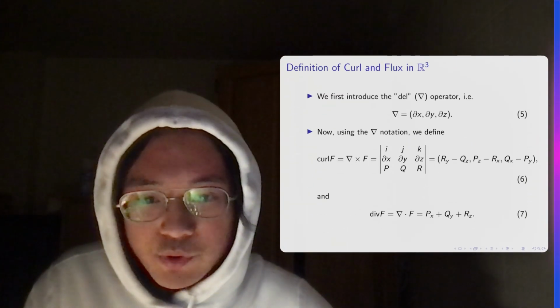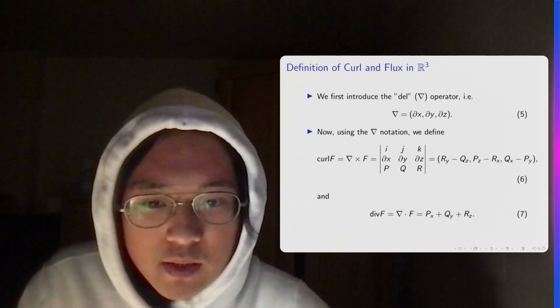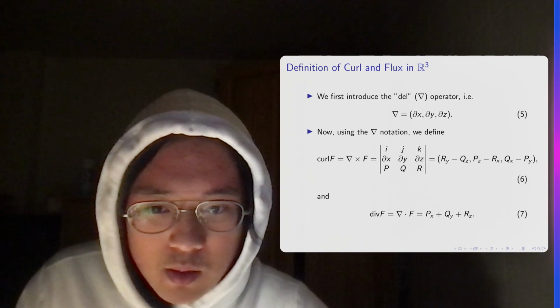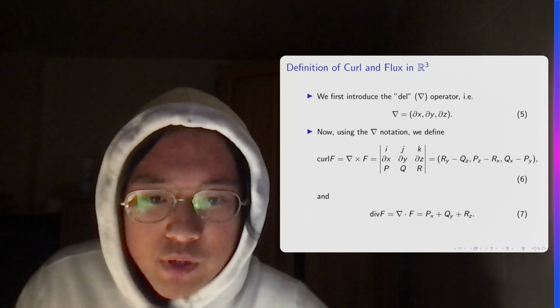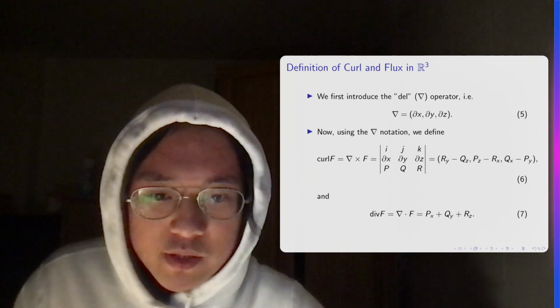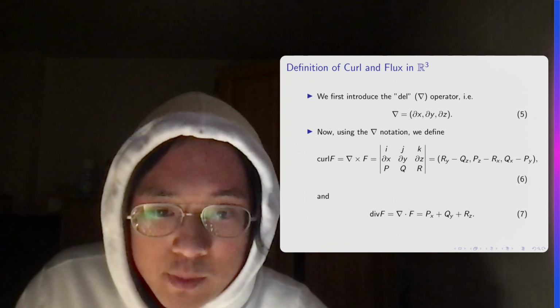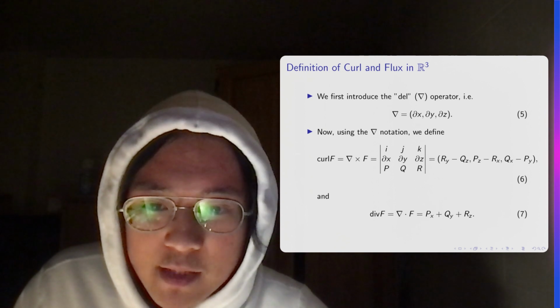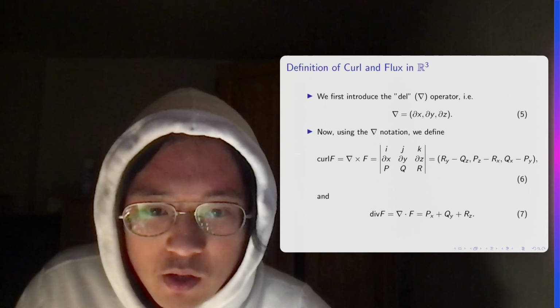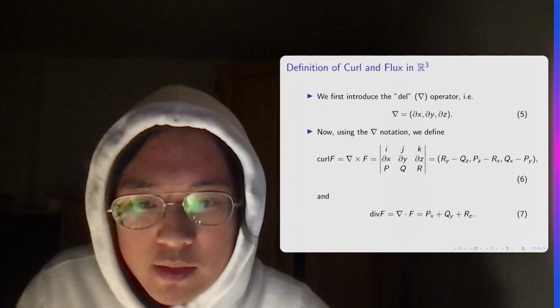You might ask at this point, is it possible to extend this definition to R3? The answer is yes. But before moving on, it will really be helpful to introduce the del operator, which is written as partial x, partial y, partial z. Whenever we apply this operator, we apply these partials accordingly. For example, we define curl f to be the cross product between del and f.